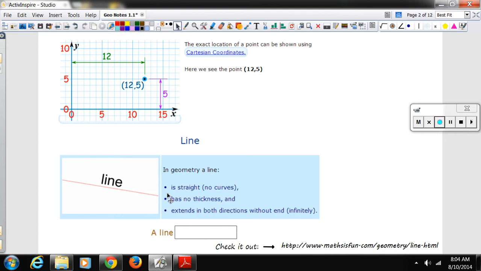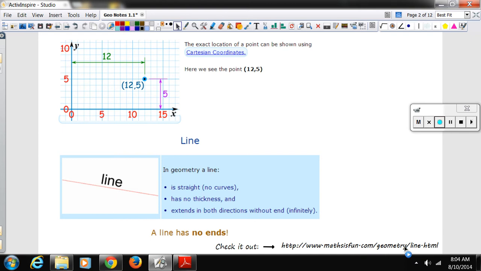A line is straight. It doesn't curve at all. We would call it a curve if it's a curve, or an arc. And here, if it's a line, it's going to be straight. It has no thickness. It's just a line, and it extends in both directions without end, infinitely. So if we call it a line, that means we could say it's going on forever in both directions. A line has no ends.